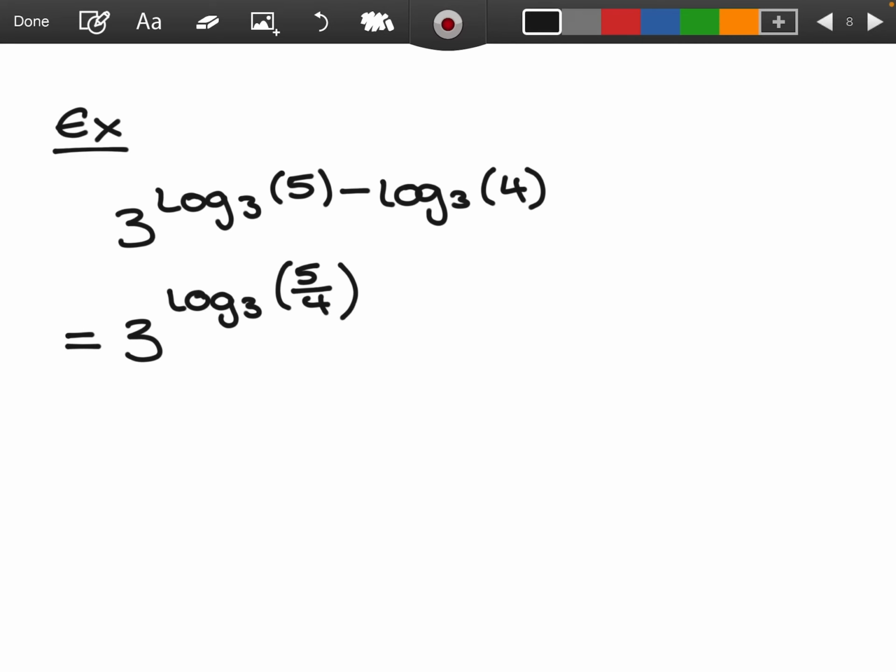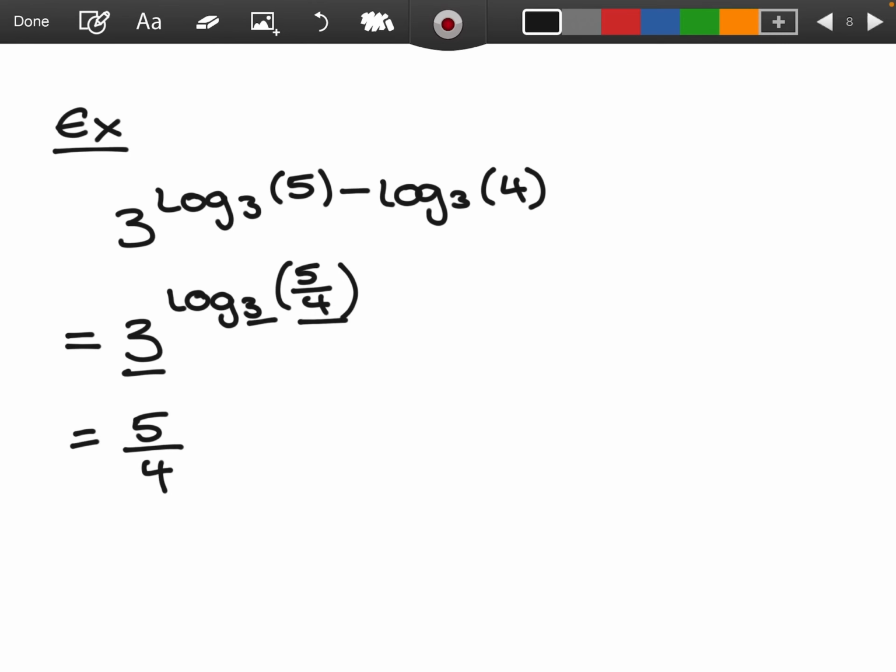Okay. Now I can use my second inverse property. You'll notice that the base of my exponential is also the base of my log, which means that my solution is just whatever my argument is, being 5 over 4. Because remember, log base 3 of 5 over 4 is asking me what power do I have to raise 3 to get 5 over 4. Well, I'm raising 3 to that power, which means that I must just get 5 over 4 out of this expression.